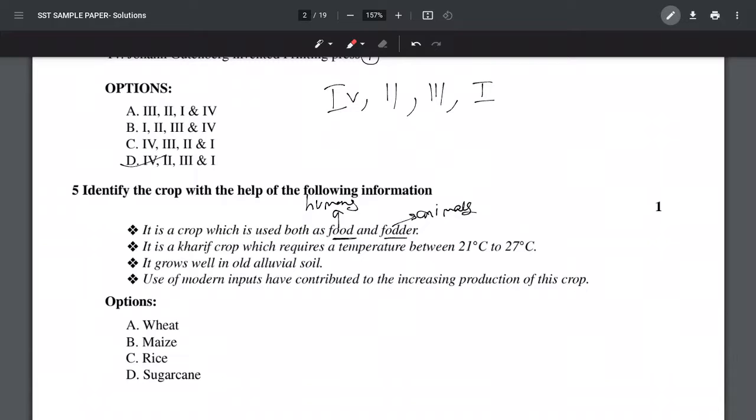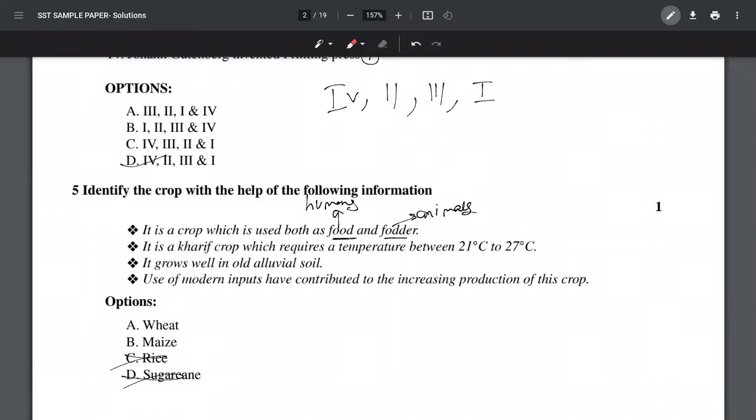Okay, now look over here. Let's cancel out the options. Wheat sometimes is used as a fodder. Maize is also used. Rice is never used as a fodder for animals. Not even sugarcane. So two options are directly gone. As fodder they are not used. They are gone. Next question.